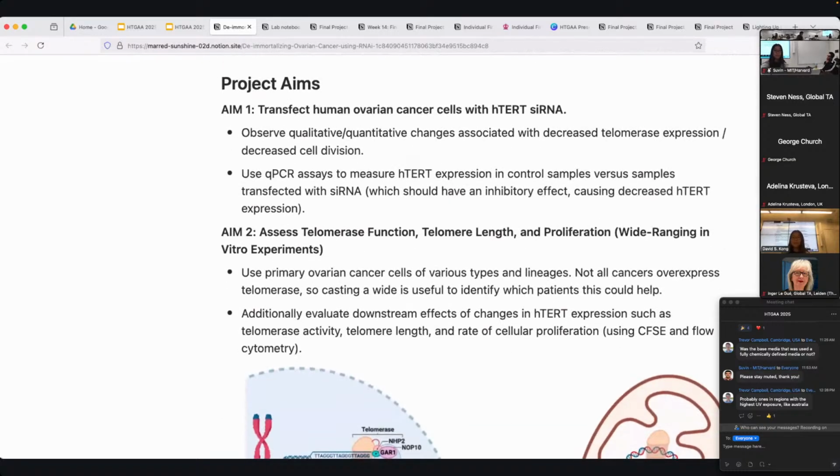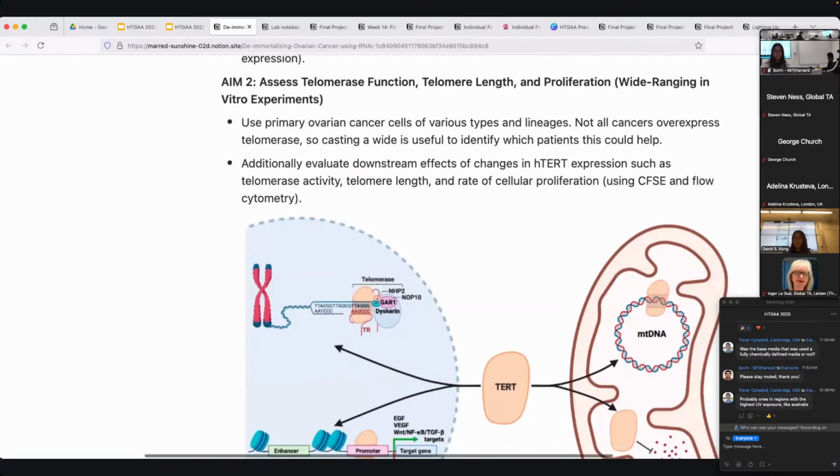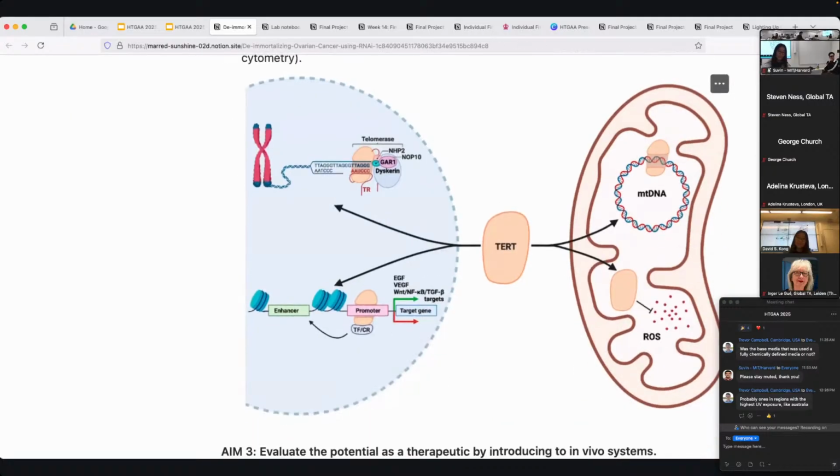And for my project aims, number one, I hope to transfect human ovarian cancer cells with hTERT targeting siRNA. And I'll talk more about the mechanism of how siRNA works later on in my section on designing a custom siRNA. But essentially, this should cause decreased telomerase expression, which we can measure using a qPCR assay. Further down the line, I would hope to evaluate some downstream effects of this, such as doing functional enzyme assays or evaluating telomere length, or the rate of cancer cell proliferation.